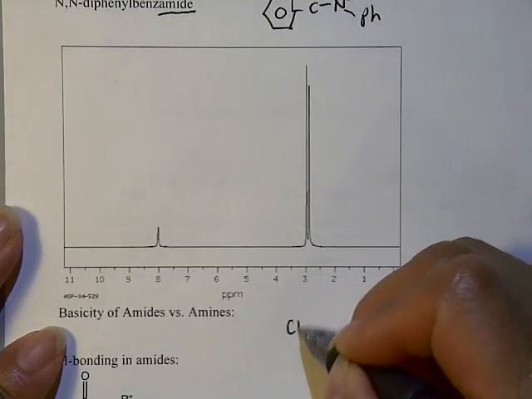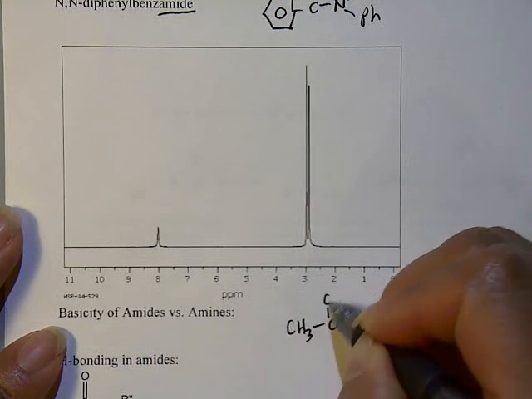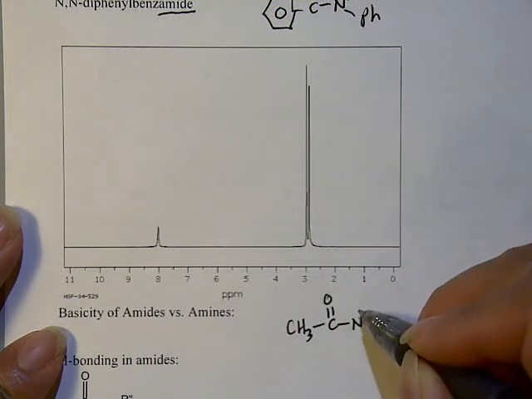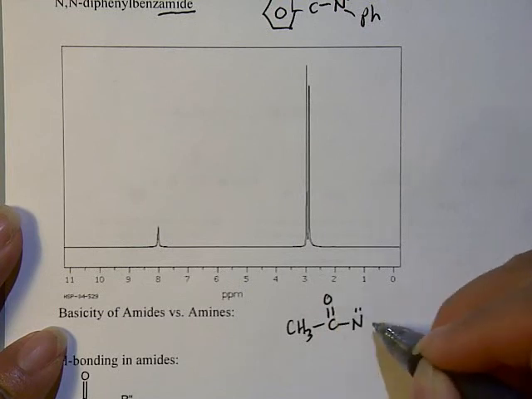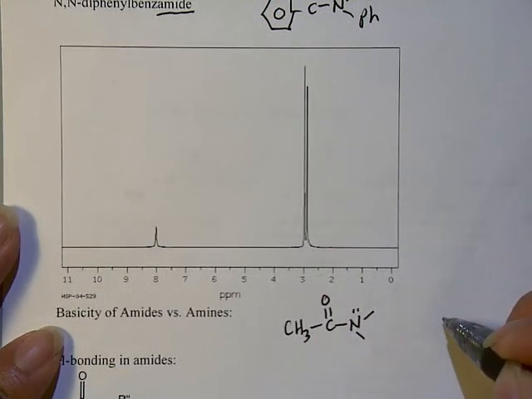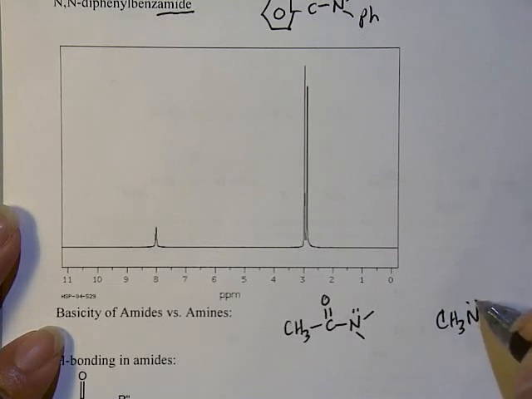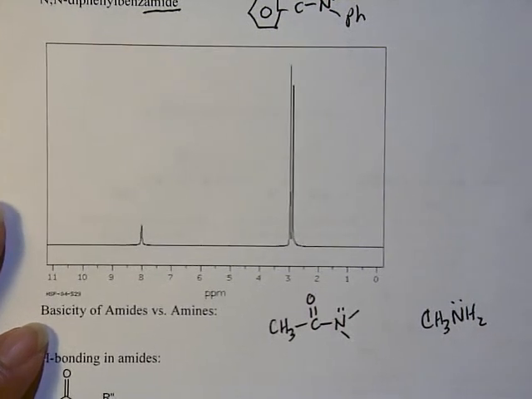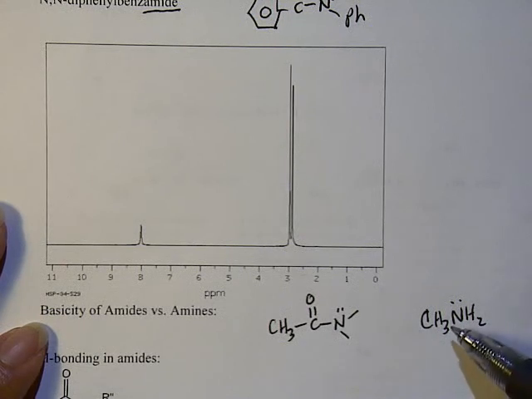So amides are, for example, the nitrogen is bonded directly to C-O, and this could have an R group or an H, but then amines are just nitrogen groups attached to R groups. All right, so here's an example of an amine. It's got an amine nitrogen group directly attached to a methyl group in this case, but any R group attached to nitrogen will be classified as amines.